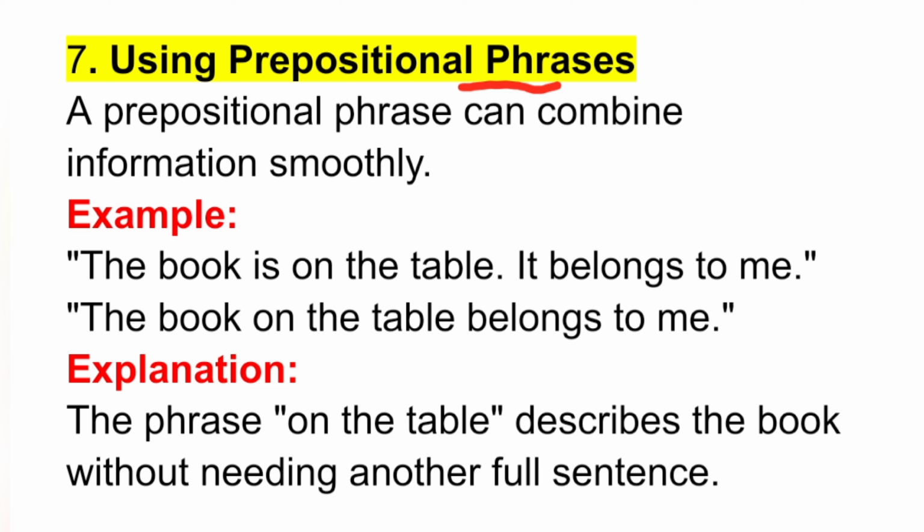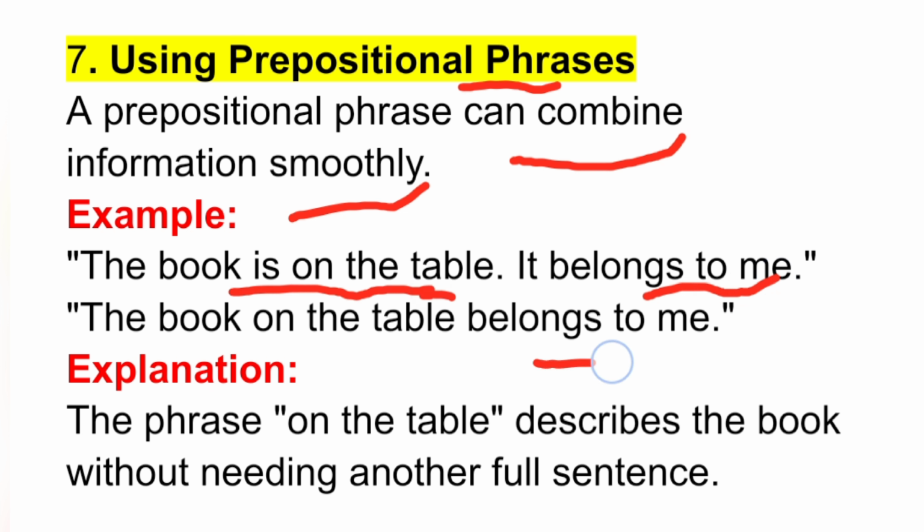So the phrase a scientist renames and provides additional information about Einstein. Using prepositional phrase. So a prepositional phrase can combine information smoothly. Example, the book is on the table. It belongs to me. So here the book on the table. The book on the table belongs to me. The phrase on the table describes the book without needing another full sentence.